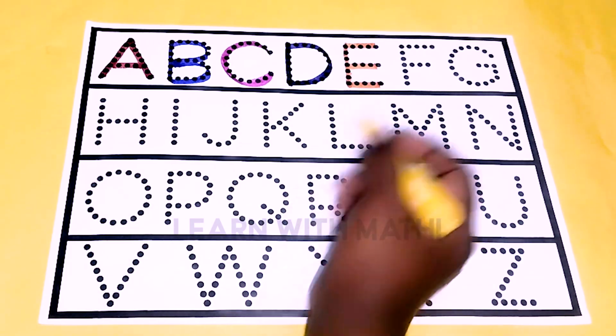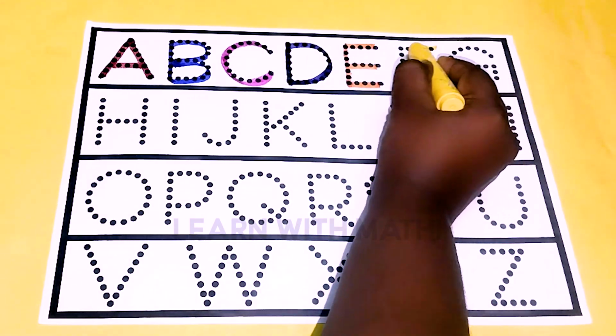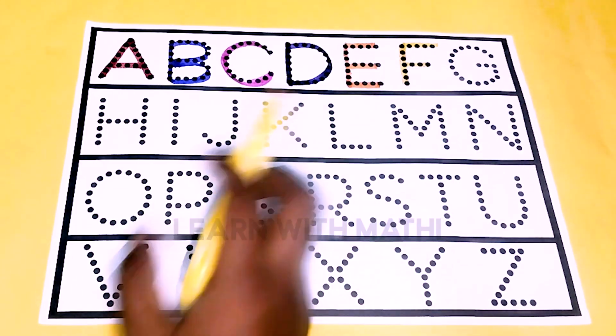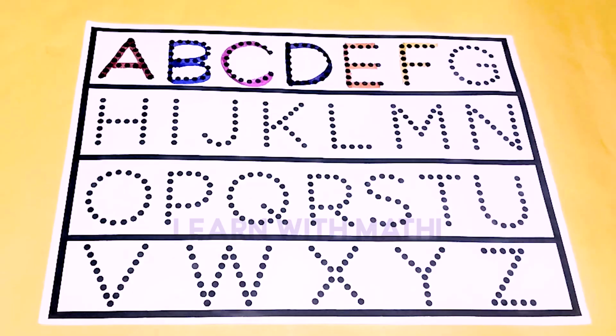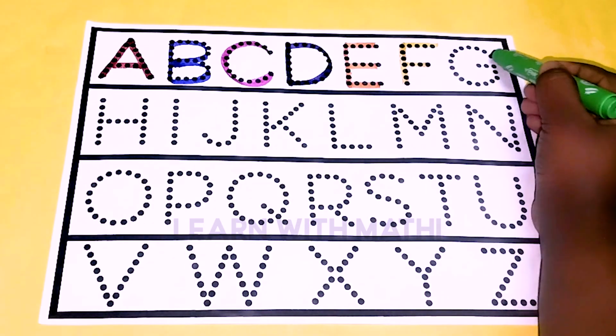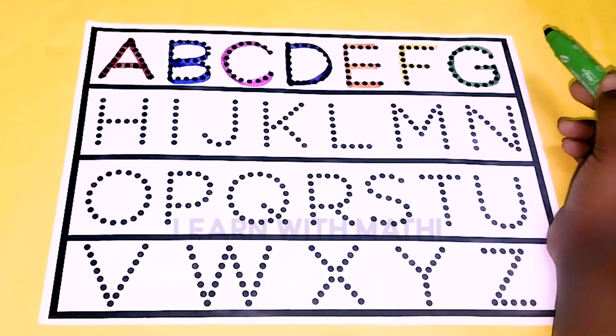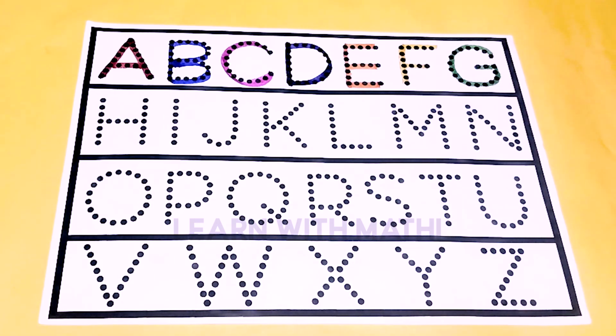This is yellow color. F. F for frog. This is green color. G. G for giant.